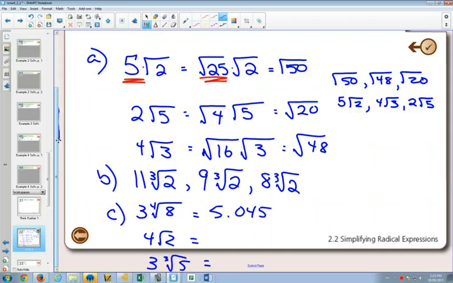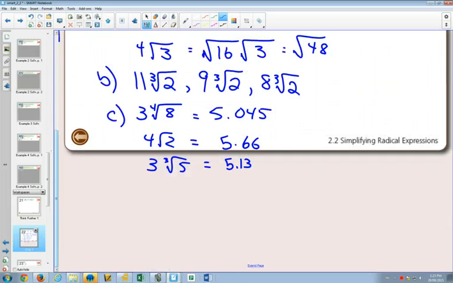Someone from the second two rows, do you have 4 root 2? 5.66 for this one. And 3 cube root of 5. Does someone have 3 cube root of 5? 5.13. So obviously this is the biggest one, this one is the least, and you could order them that way.